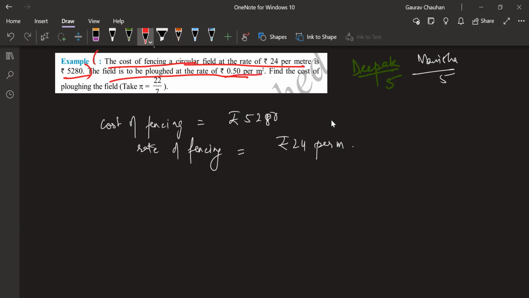Now they've given the cost of plowing per meter square. They've given the rate of plowing per meter square. We have to find the cost of plowing the whole field. Okay with that? Abhi, are you following? Okay. Now, Manisha, is it clear in your head? How will you proceed with this? Would you like to direct us? Go ahead.